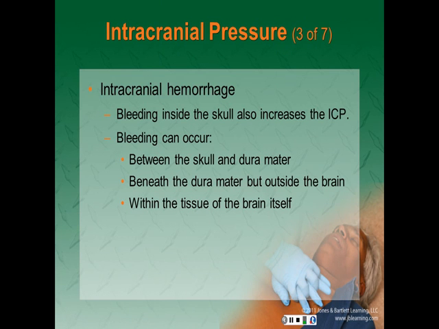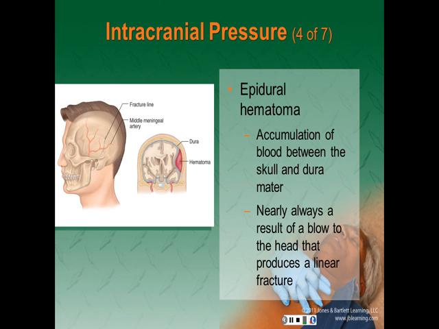Intracranial hemorrhage is bleeding inside the skull, which increases the ICP. It can occur between the skull and the dura mater, beneath the dura mater but outside the brain, or within the tissue of the brain itself. The first one of these we're going to talk about is an epidural hematoma.